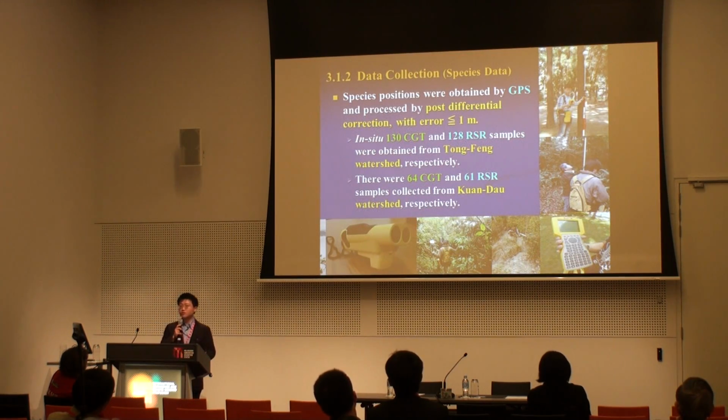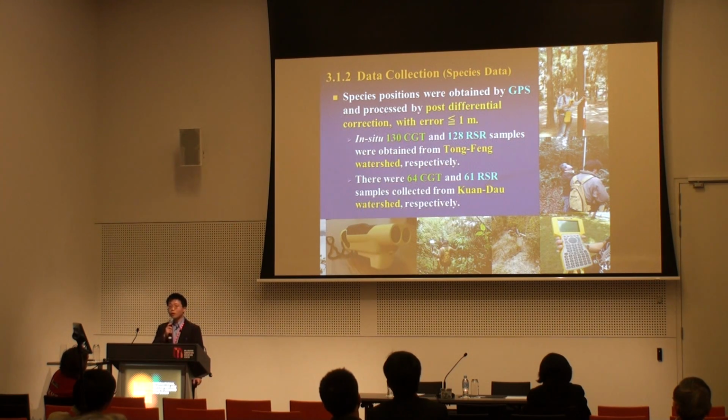And second, the species data were obtained by GPS and processed with post differential correction, which could get very high accuracy. In total, we got 113 samples for the CGT and 128 samples for the RSR species from the Dongfeng watershed.